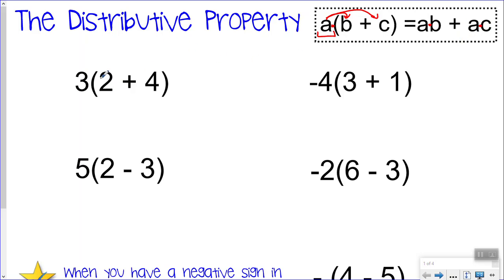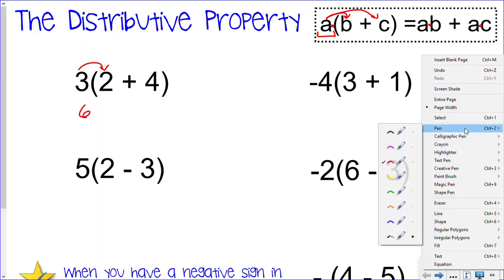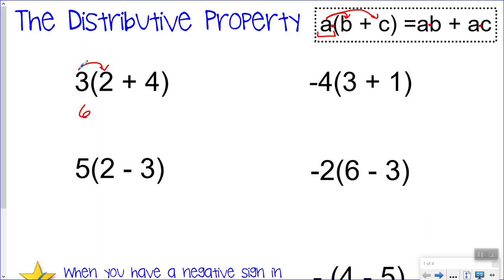So here, for our first example, we have 3 times 2, which is 6, plus, because we have a positive sign here in the middle, 3 times positive 4, which gives me 12. So in the distributive property, we have 6 plus 12, and then we can simplify that to give us our answer of 18. Now remember, we could also use the order of operations. We could simplify the parentheses first, and 3 times 6 is 18, but we're practicing the distributive property here, so we want to try that out.